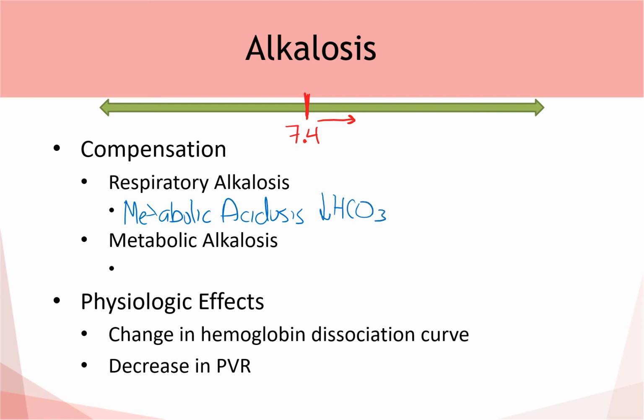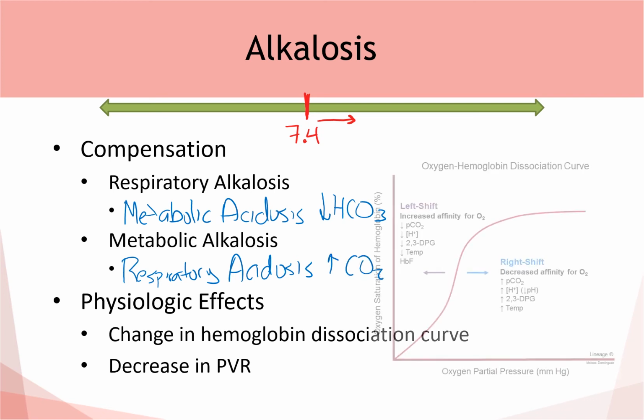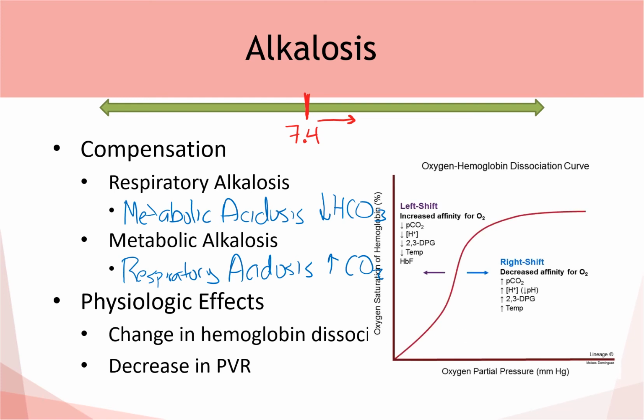If the underlying reason for the alkalosis is metabolic in nature, saying that we have a primary metabolic alkalosis, the compensatory mechanism will be a respiratory acidosis, which means the person will be decreasing their minute ventilation and thereby increasing the amount of carbon dioxide in the blood. Now, what are the physiologic effects of this?